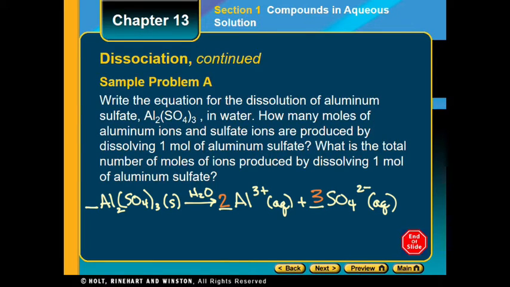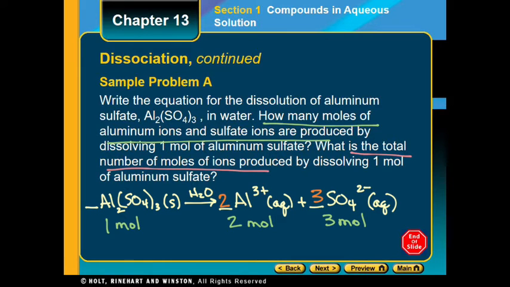If you go back and balance this, you have 2 for the aluminum and 3 for the sulfate. Going into part A of the problem: how many moles of aluminum and sulfate ions are produced by dissolving 1 mole of aluminum sulfate? Well, you have 1 mole here, 2 moles of aluminum ions, and 3 moles of your sulfate ions. The next part asks for the total number of moles of ions produced when you dissolve 1 mole of aluminum sulfate. Well, 2 plus 3 equals 5 moles. That answers the second question.